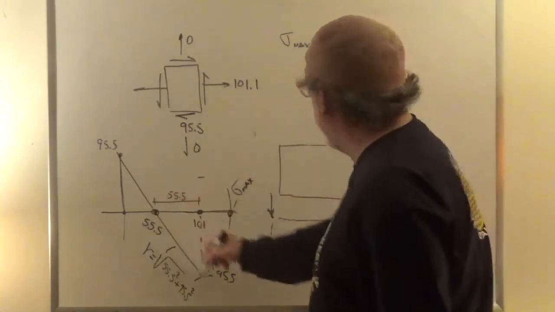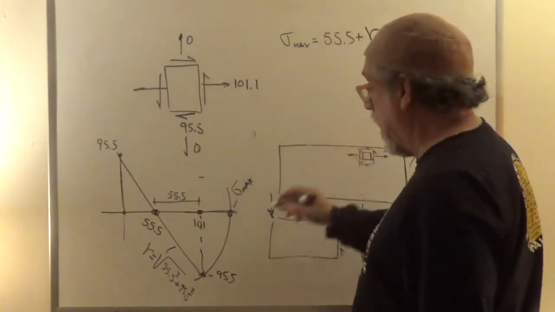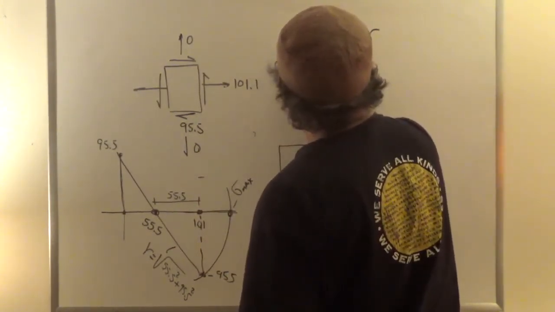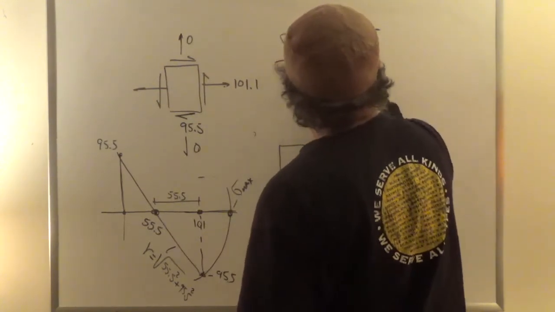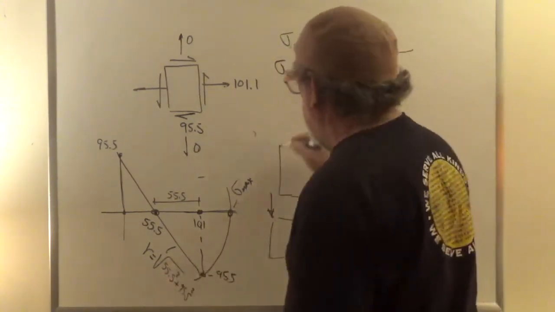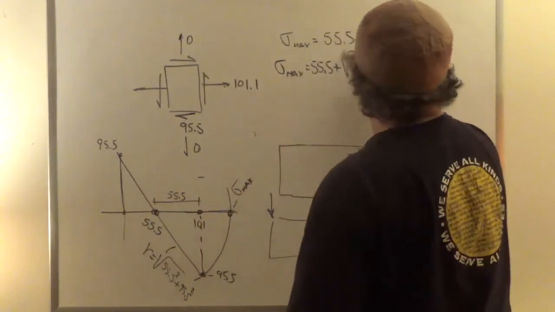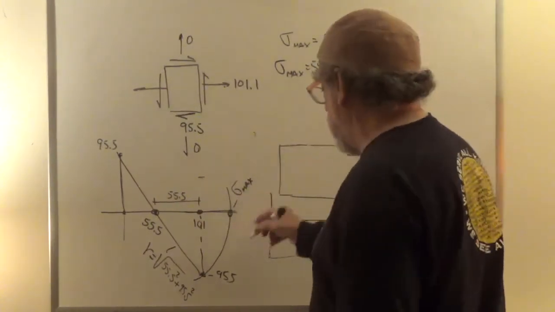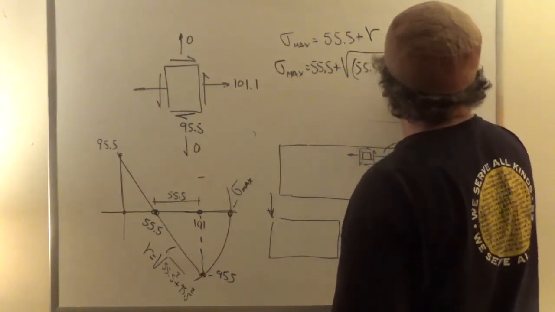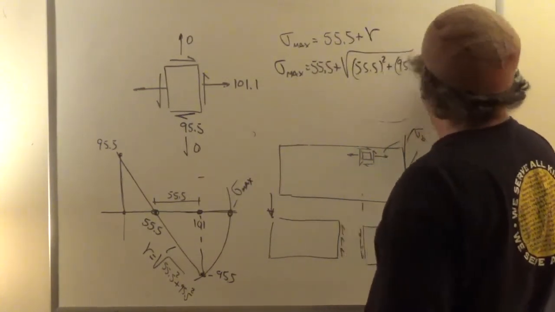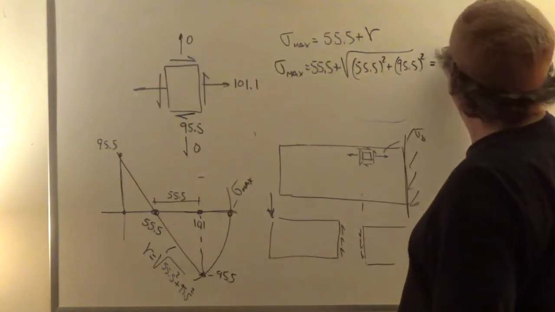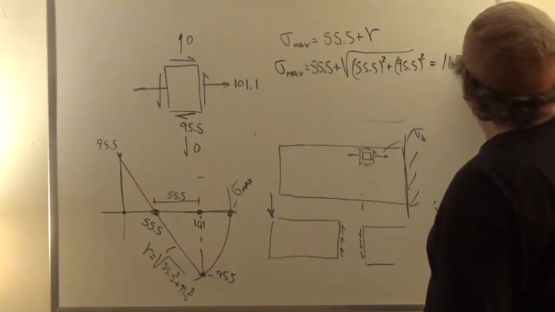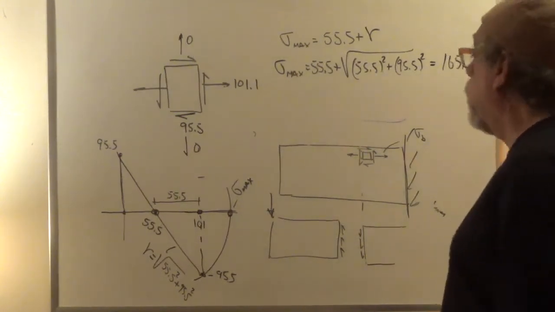And sigma max in tension is going to be 55.5 plus, right, the radius. Where the radius is, so we have sigma max is equal to 55.5 plus the square root of this dimension, which is 55.5 squared, plus this other dimension, which is 95.5 squared. And it turns out in this case that it is 165.3 megapascals.